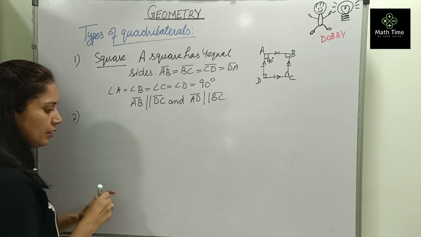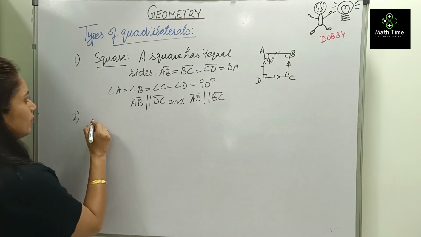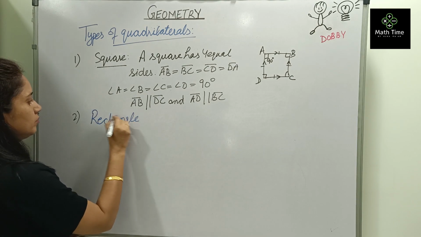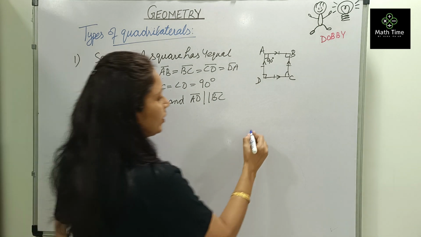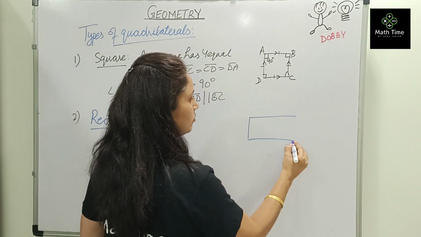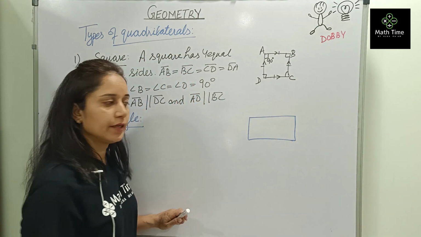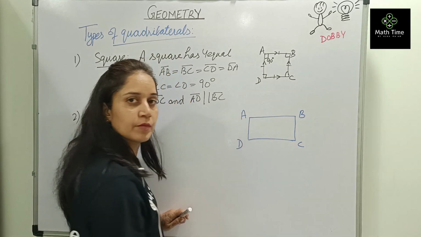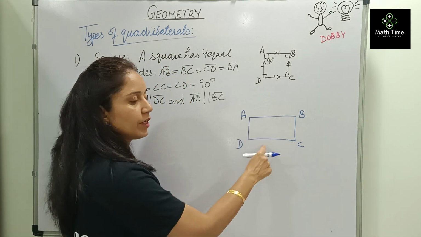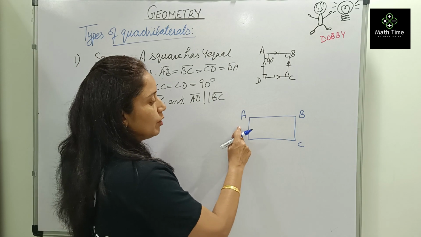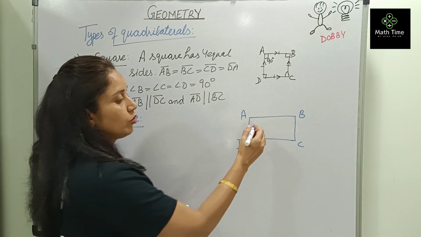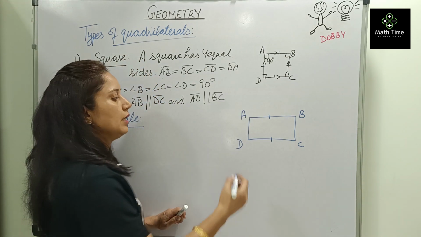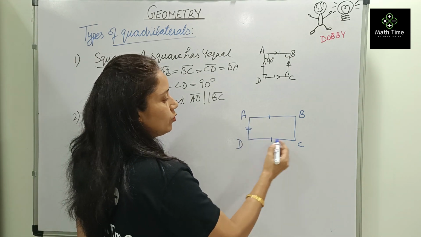Next is rectangle. I am drawing a rectangle here. This is a rectangle. Let us name it A, B, C, D. Here you can observe the top and bottom lines are longer than the left and right sides. So, top line AB is equal to bottom line DC. Left side AD is equal to right side BC.